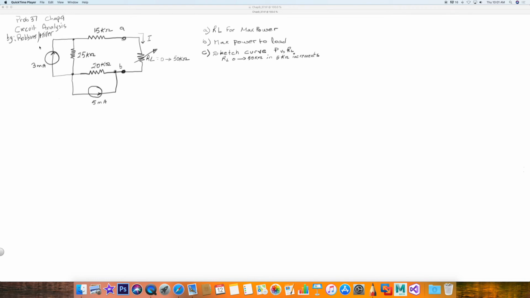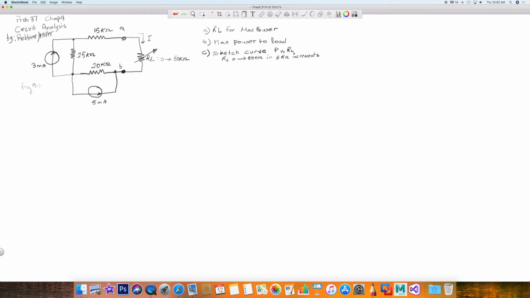Okay, so we're going to solve problem 37 from chapter 9 in the circuit analysis textbook by Robbins and Miller. So we have this circuit, which was labeled 9-91, by the way. So this was figure 9-91 in your textbook.